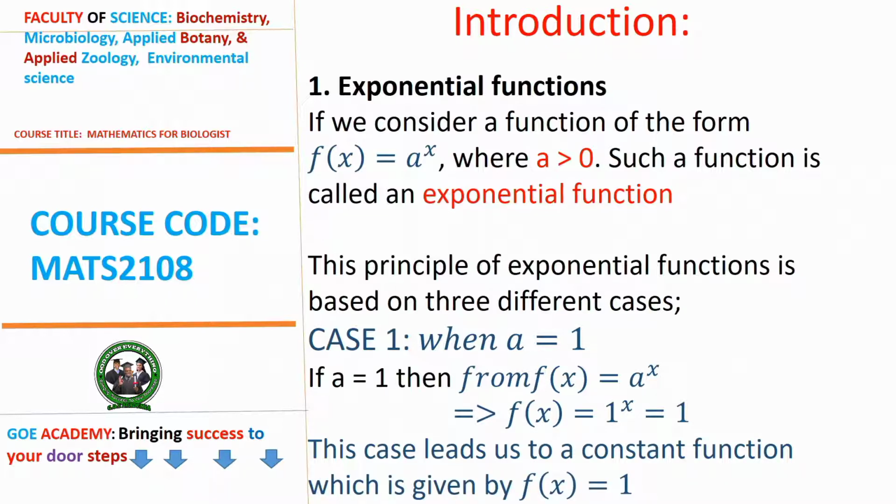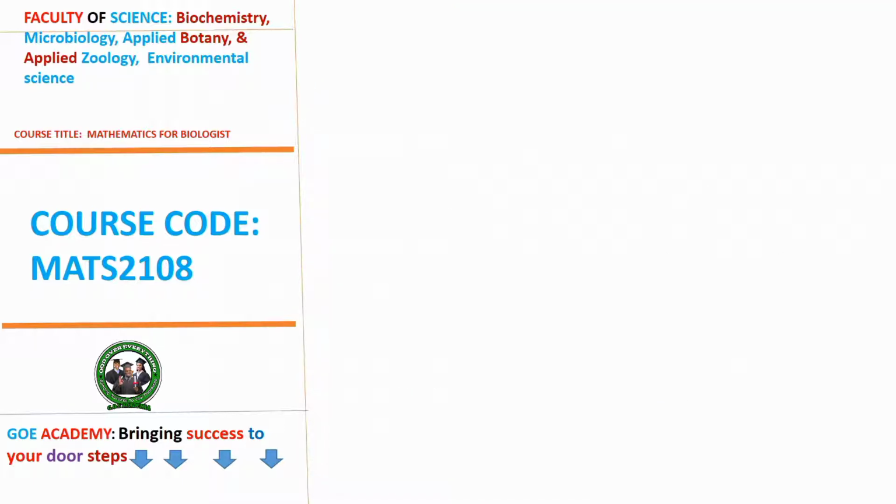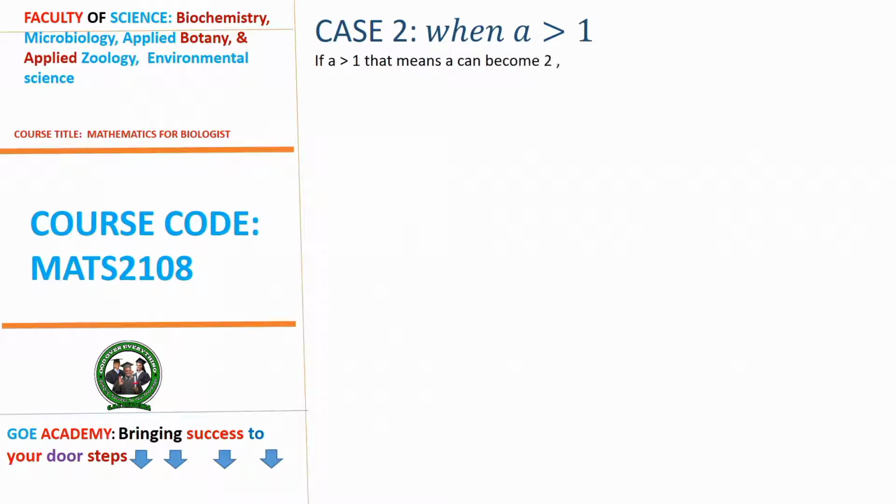Now, case 2. Case 2 occurs whenever a is greater than 1. If a is greater than 1, what are we saying? We're saying that a can become 2, 3, 4, 5, 6, and so on.